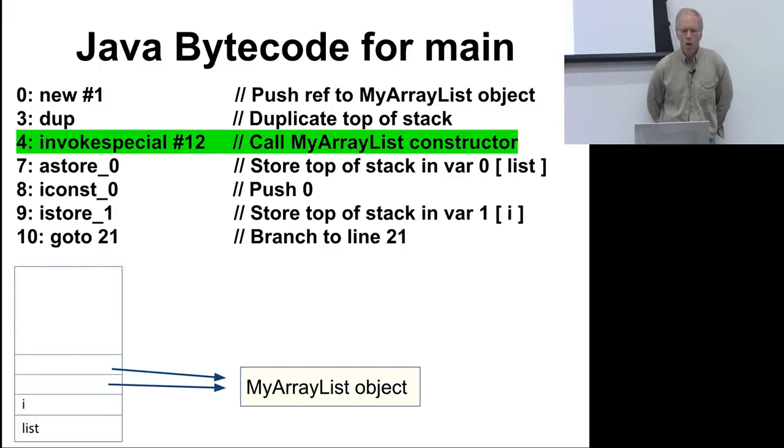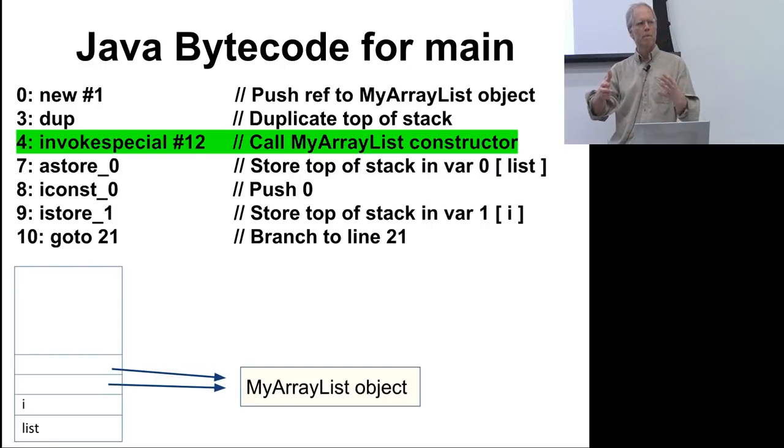To call the constructor, we need to give it a reference to the object that needs to be initialized. And, conveniently, what's on top of the stack? A reference to the object that needs to be initialized. So what you'll find is that when the code is setting up to call a method, it pushes all the parameters on top of the stack.